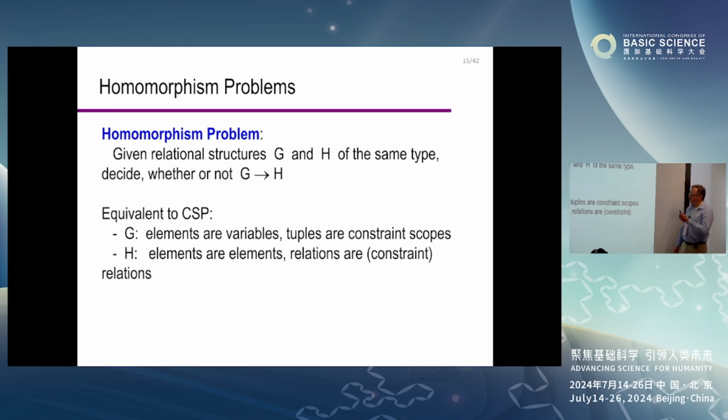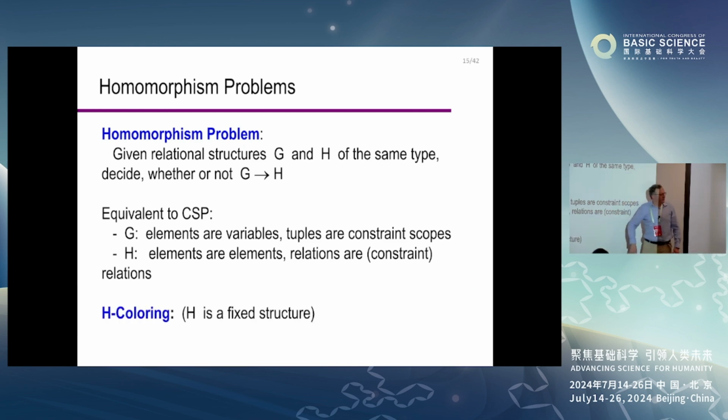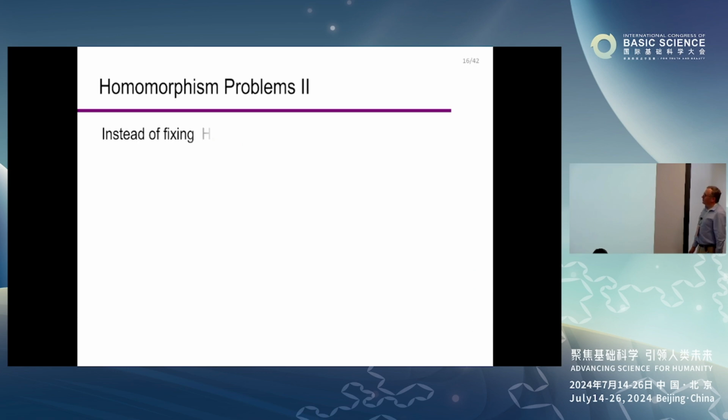People often use the term H-coloring if in this homomorphism problem the right-hand side is fixed. So for instance, for k-coloring of a graph, that would be K_k-coloring, K_k meaning the complete graph with k vertices.